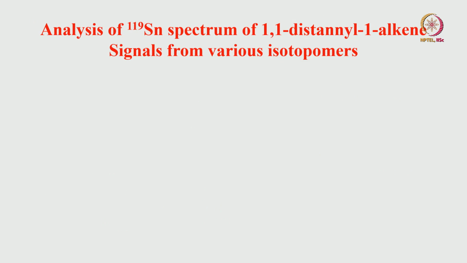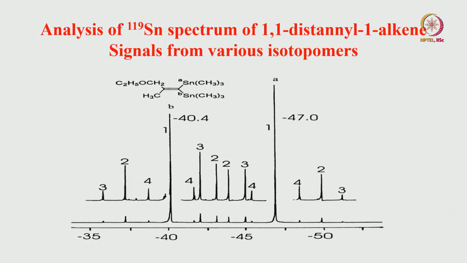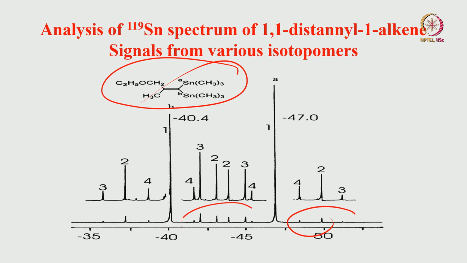All right. We will go to another example of a molecule, tin 119 spectrum of a simple molecule like this. Look at this molecule. And every line here is a genuine peak. This group is expanded, this group is expanded here, this group is expanded here, these are peaks. And there are only 2 tins here. They are non-equivalent, 2 tins are there. And we are getting so many peaks here.